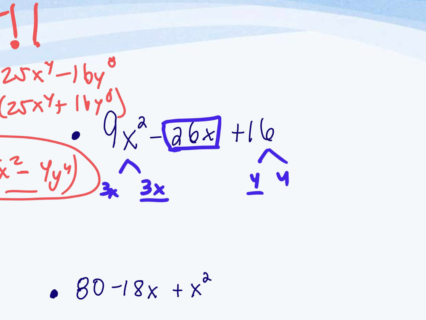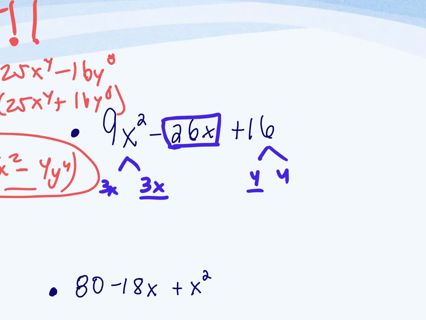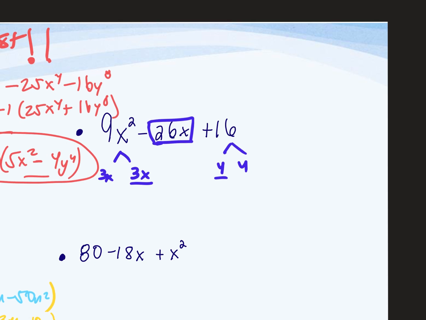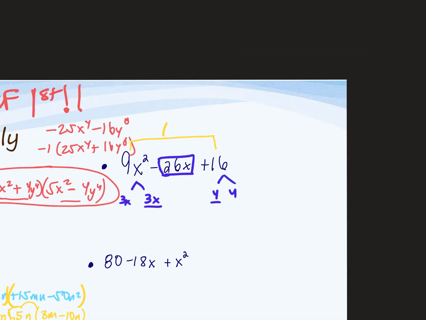Guys, don't just fall for, oh, the first one's a perfect square, the last one's positive, it's a perfect square, and then just throw it into a squared binomial. Don't do that. Check to make sure. So we know it's not a perfect square trinomial. So how do I go about doing this? I multiply a times what? C. What's 9 times 16? 144, okay? I need factors of 144 that multiply to give me 144, but when I add them, I get negative 26.